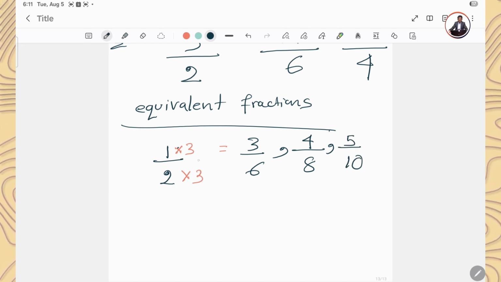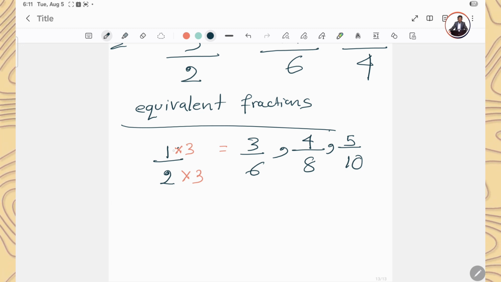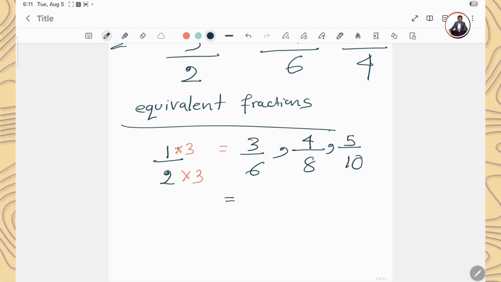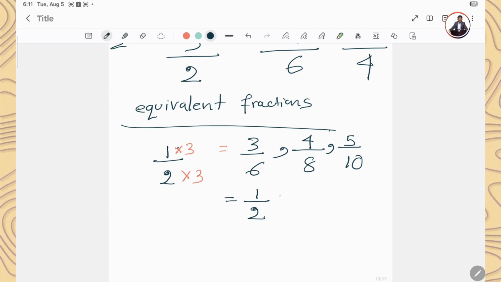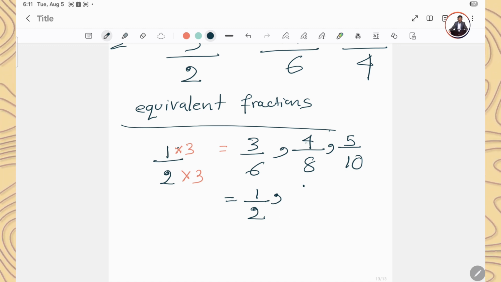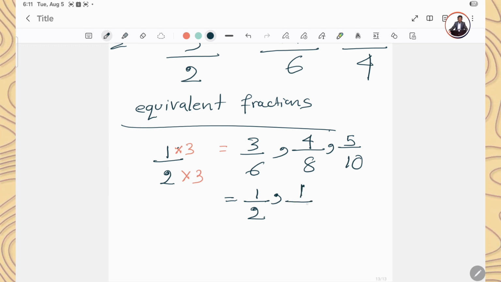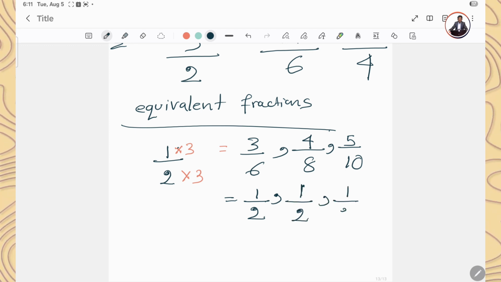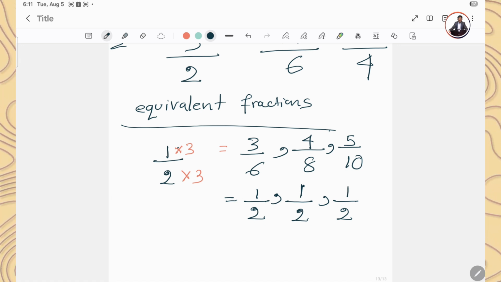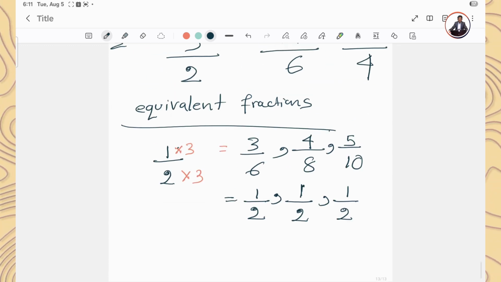Look at this. They have different numerators and denominators, but their value is the same. If you simplify 3 over 6, you get the final answer 1 over 2. Similarly, when you divide both numerator and denominator by 4, you get the same value 1 over 2. Here also the same value but different numerators and denominators, right.